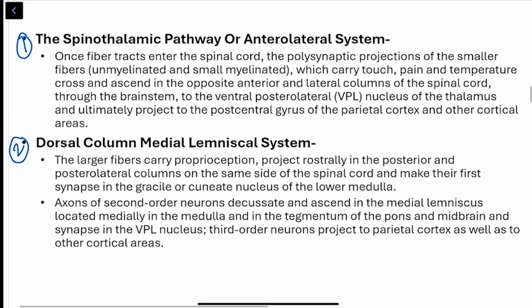The neurons cross to the opposite side at the level of, it is written there, they make their first synapse in the gracile or cuneate nucleus of the lower medulla. Meaning the posterior columns decussate at the level of the lower medulla, at the level of the gracile and cuneate nuclei.